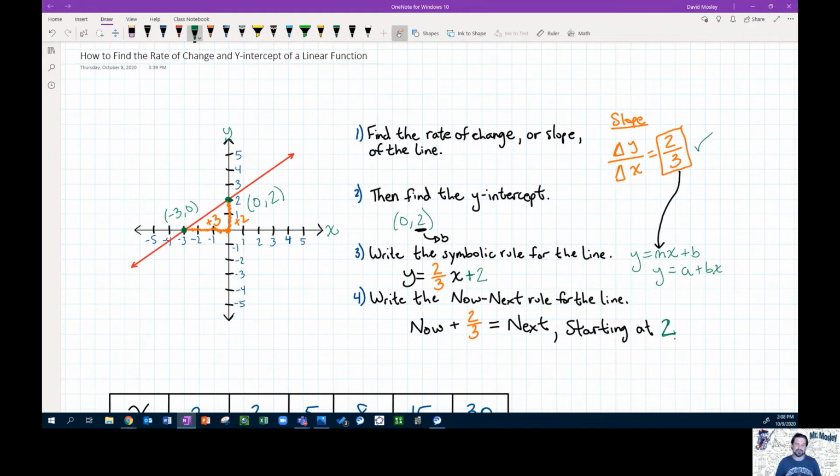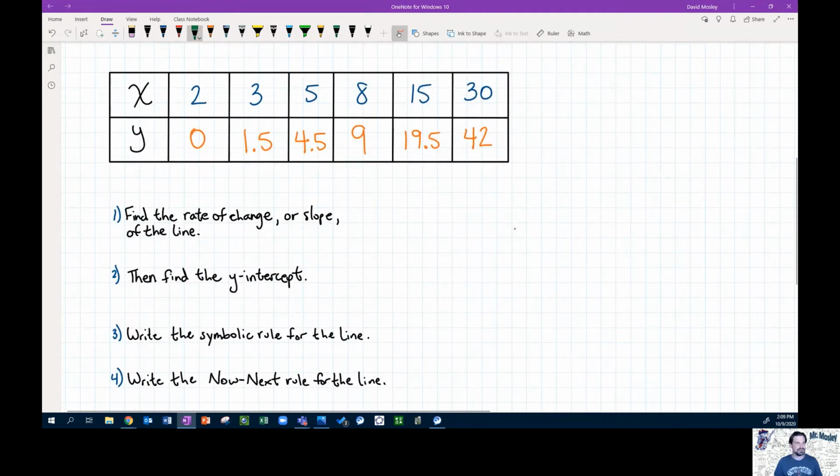Again, this is just another way, an algorithm way, of representing what's going on in the line. If I pick a point that I start at and I add 2/3 to it, I'll get to the next point. Next, we're going to scroll down our page here and look at how we use a table to find the same set of things that we just found above.